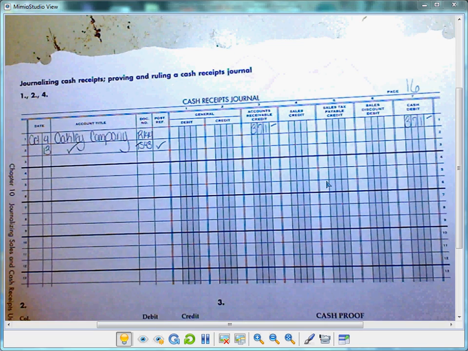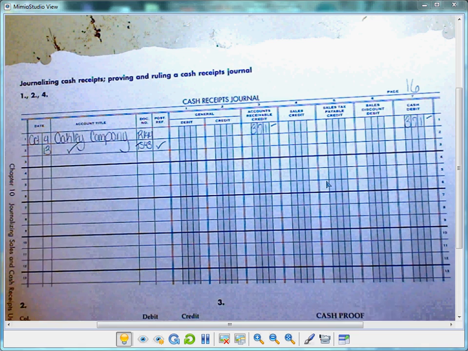Okay, so now we have 3 different numbers that we have to figure out where they go. So let's look at our first one. They said cash and credit card sales was $8,361.60. Where are we going to put that? Cash, general debit, general credit? How about sales credit? Yeah, sales credit.